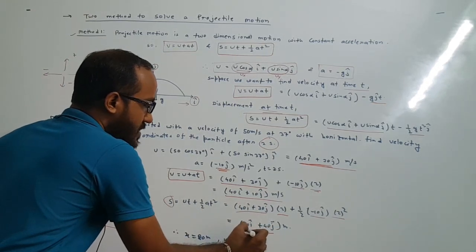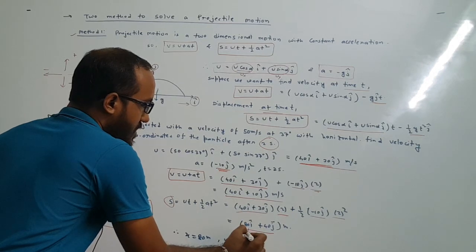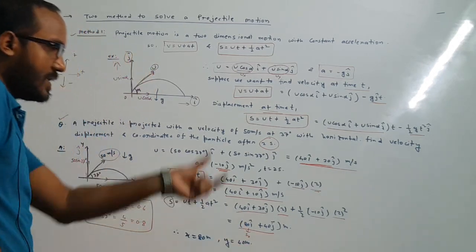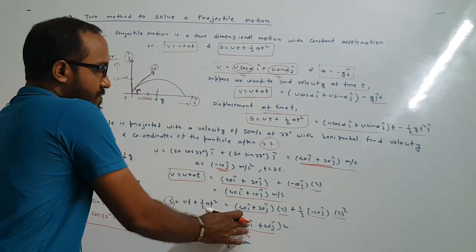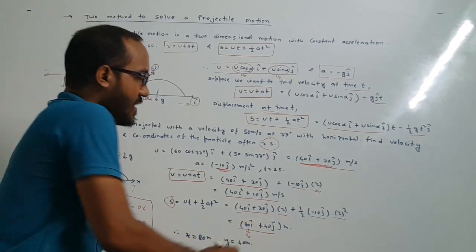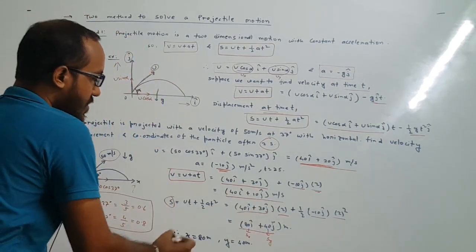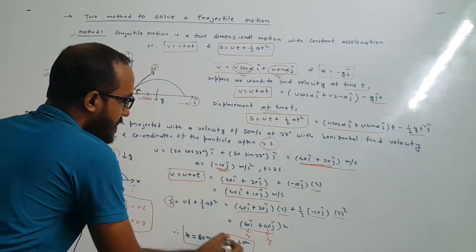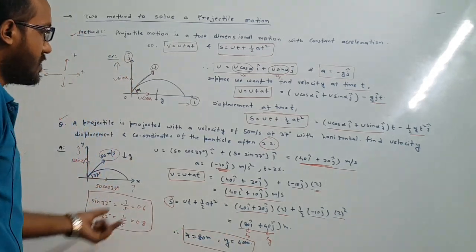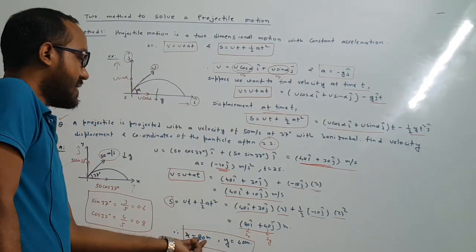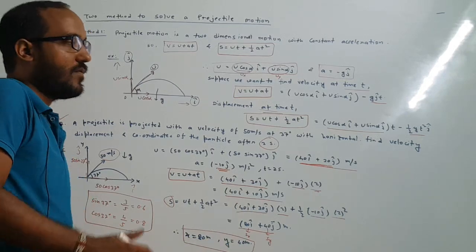So from here we can say that Sx, that is in the horizontal direction, it moves 80 meter, and in the vertical motion it moves 40 meter. So this is our coordinate, x equals 80 meter. This projectile has gone 80 meter after 2 seconds, and y is 40 meter.